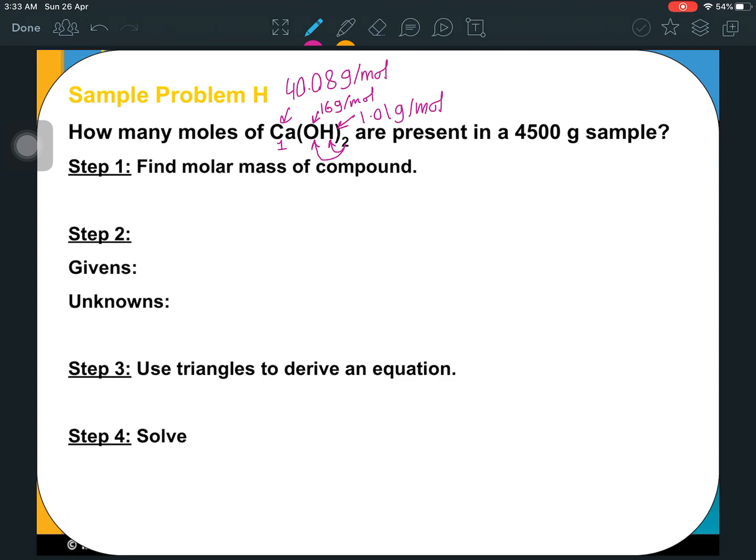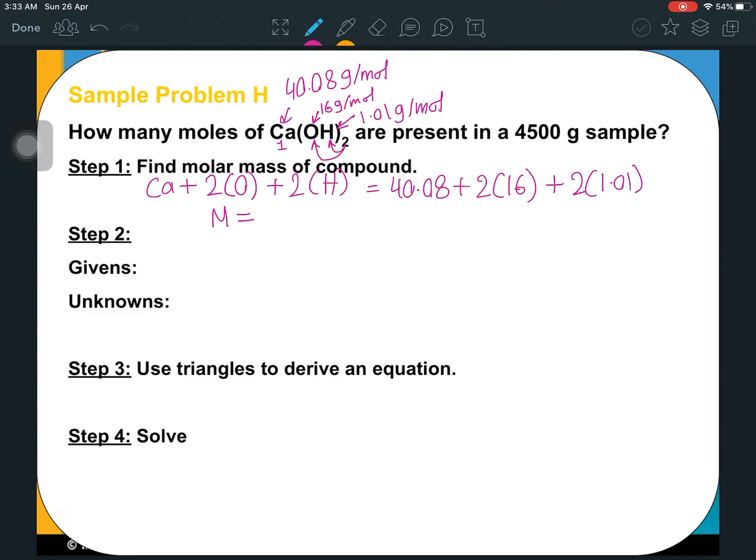Now let's start calculating. Calcium hydroxide: calcium plus 2 times oxygen plus 2 times hydrogen. Let's put all of our numbers in. So 40.08 plus 2 times 16 plus 2 times 1.01. The molar mass is equal to 74.1 grams per mole.